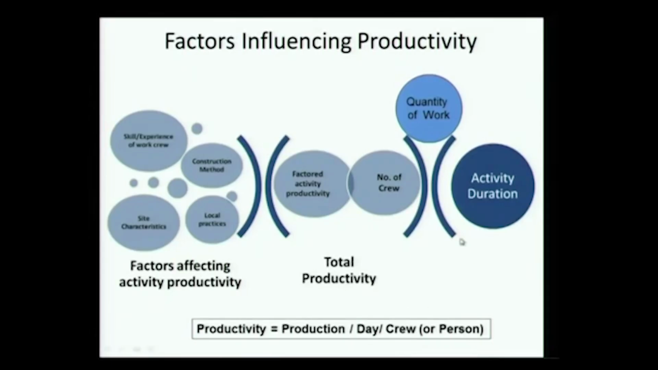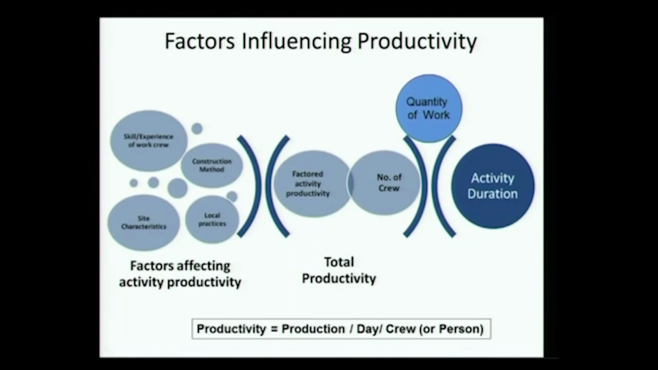So as we move on, we now look at this in a very summarized form. You can see we put a few of these: skill, experience of work crew, construction method. For masonry we did not list construction method here because we assumed it as a single method. Local practices, site characteristics. All of these come together to give us a factor called factored productivity.